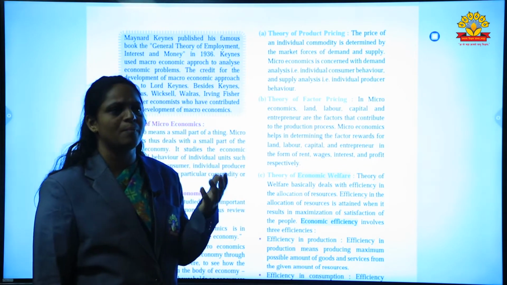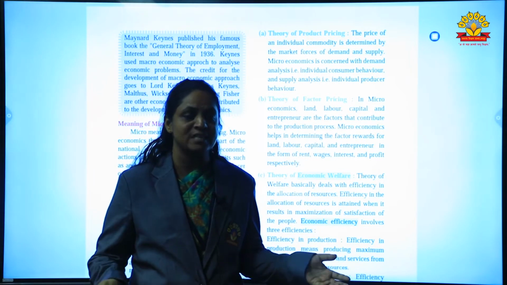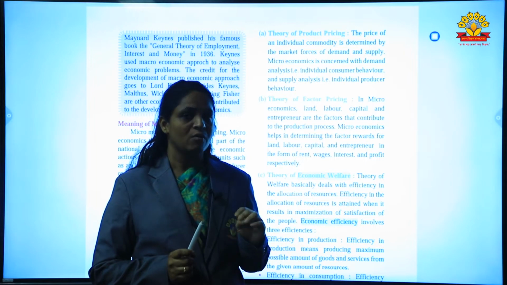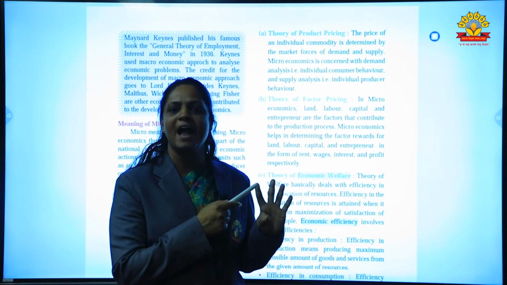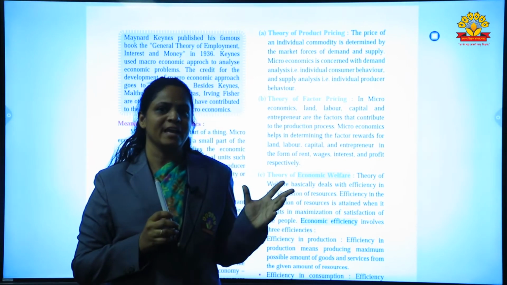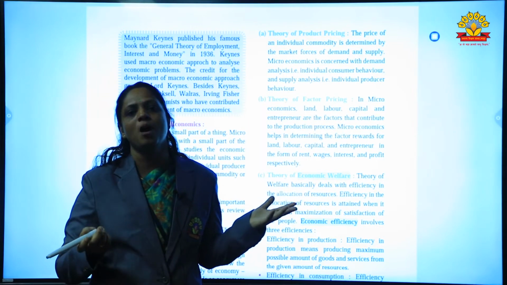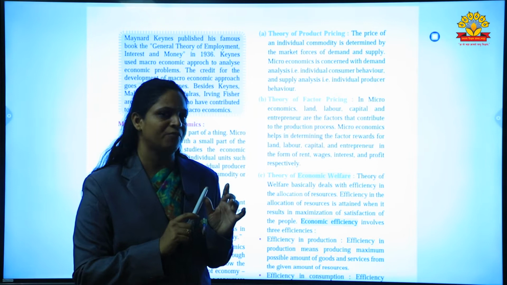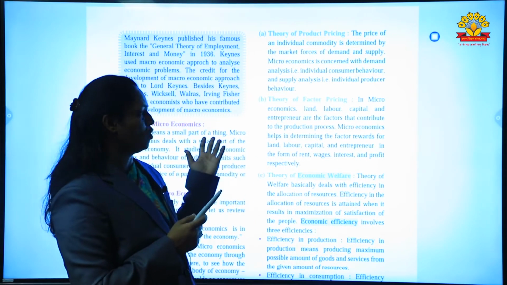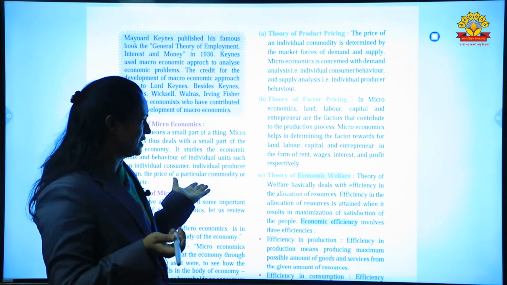Whenever a producer produces goods and services, he or she has to utilize four factors of production. Which are they? Land, labor, capital, and entrepreneur, by paying reward to these factors of production in the form of rent, wages, interest, and profit respectively. These four factors are very essential to producing goods and services.